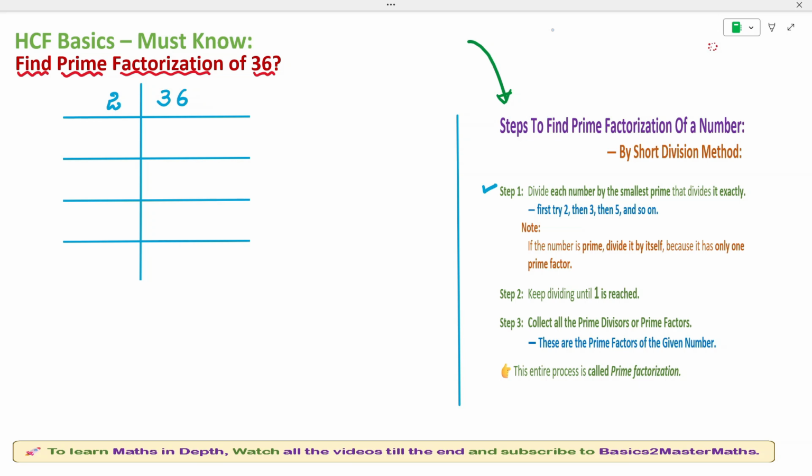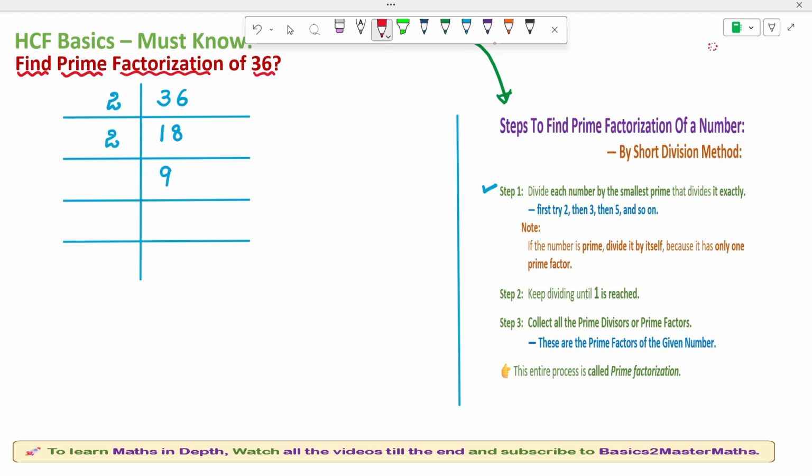Since 2 divides 36 exactly, we get 18. Again, try dividing 18 by the smallest prime 2. Since 2 divides 18 exactly, we get 9.